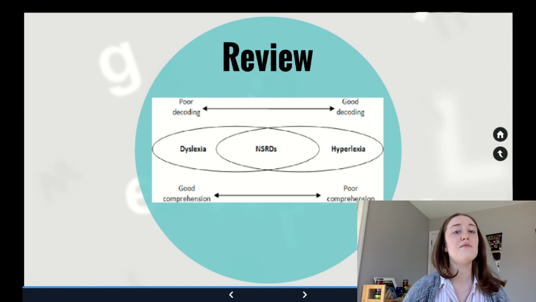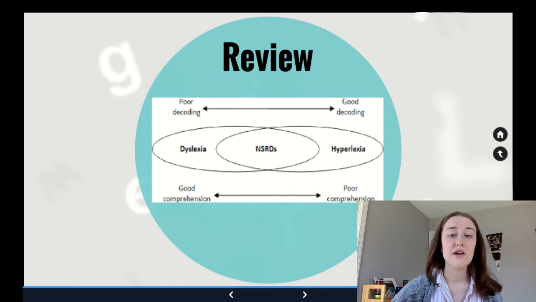But there is some overlap, which there hasn't been too much research on, because most people are just diagnosed with whichever, either dyslexia or hyperlexia, whichever they show more signs of. So those are called nonspecific reading disorders right now, because there just hasn't been too much research into them.